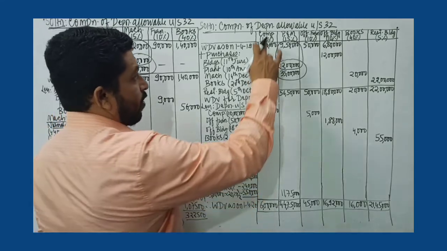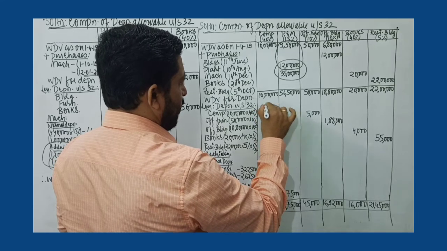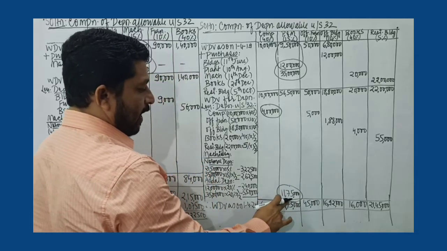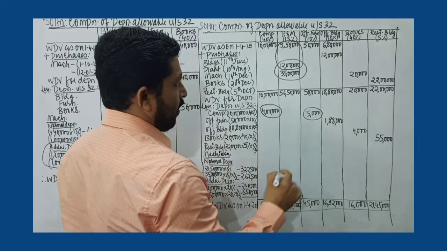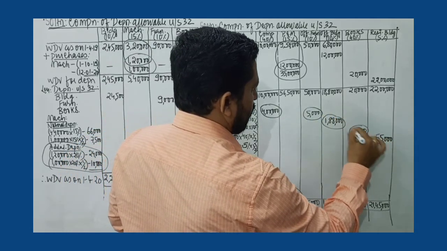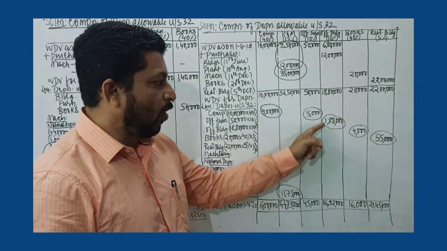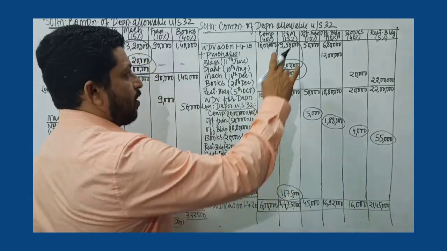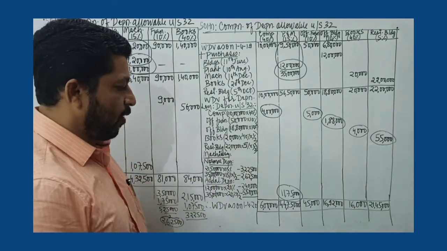Now the question was, how much is the depreciation allowable? We need to add all these numbers. This 4 lakh depreciation on computer, 11 lakh 75,000 on plant and machinery, 5,000 on furniture, 1,88,000 on office building, 4,000 on books, and 55,000 on residential building. So when we add all these numbers, that would be the total depreciation allowable under section 32 as far as this particular problem is concerned.